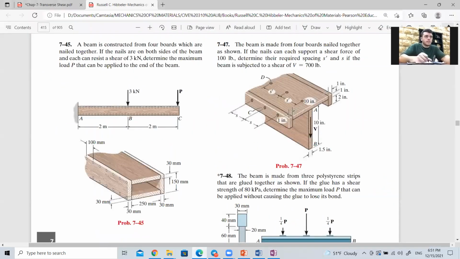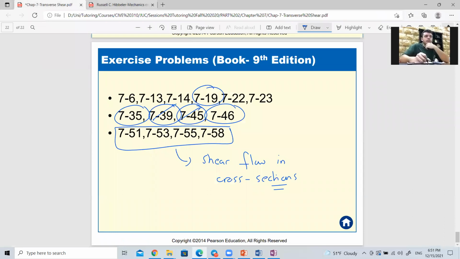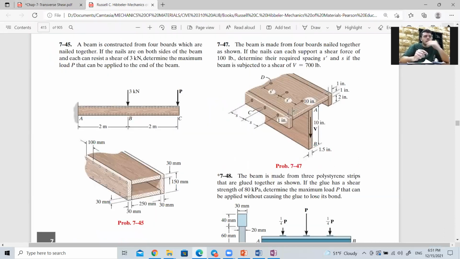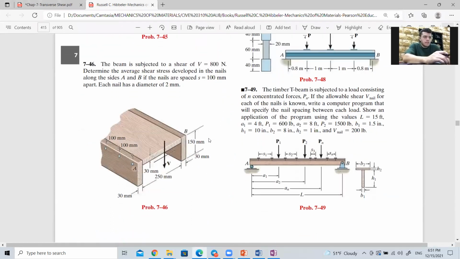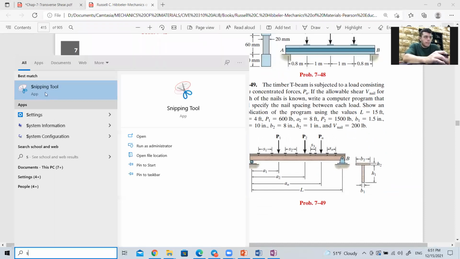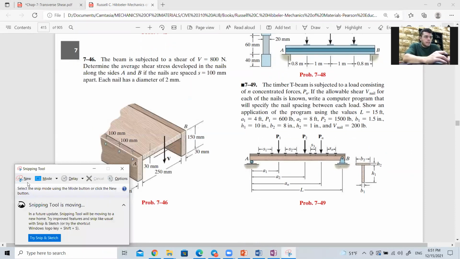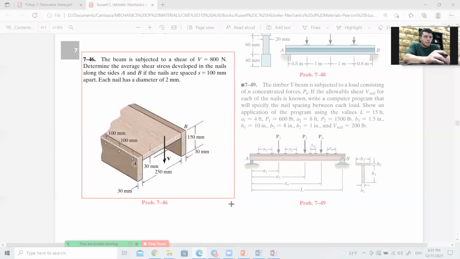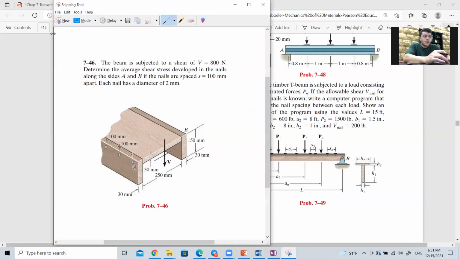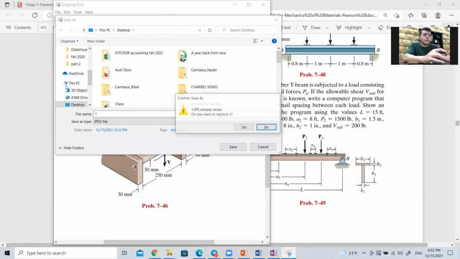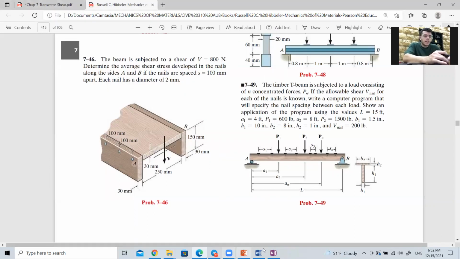So this is problem 745. We still have one more, 746. I think it's the same figure. No, it's not the same figure. It's this figure. The beam is subjected to a shear force of 800 newtons. Determine the average shear stress developed in the nails. Each nail has a diameter of 2 millimeters. I think we solved something like this before.